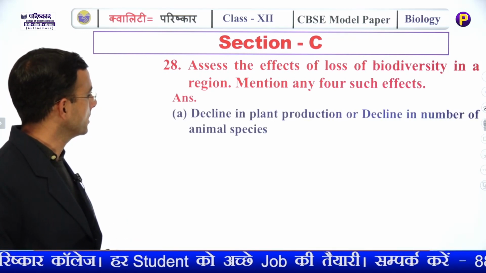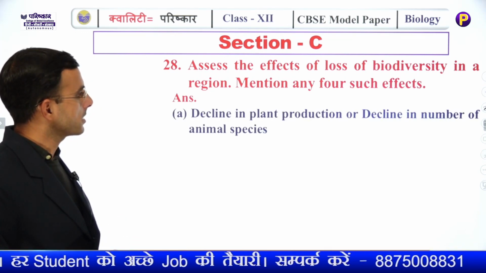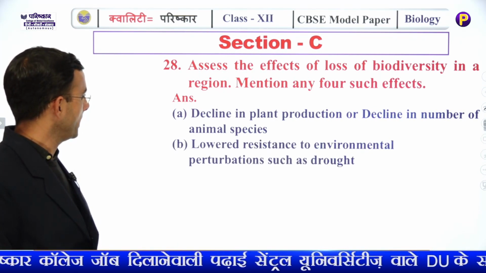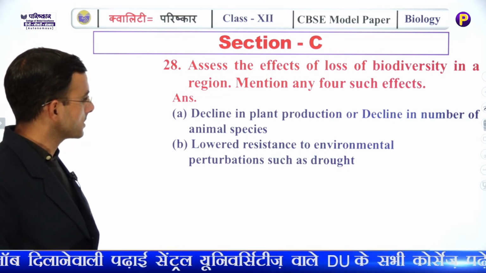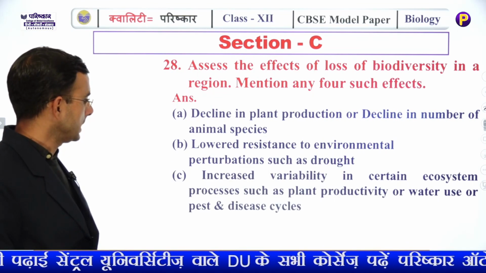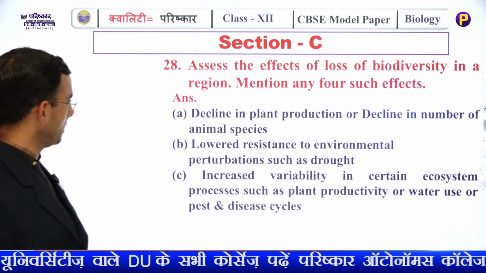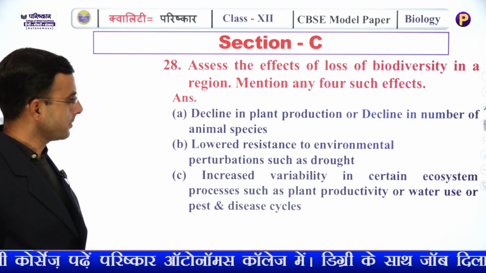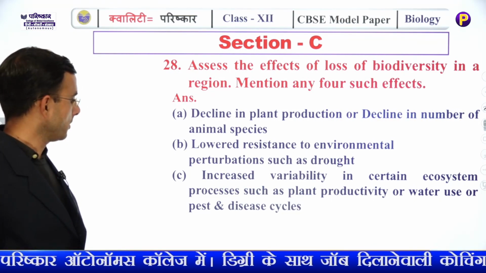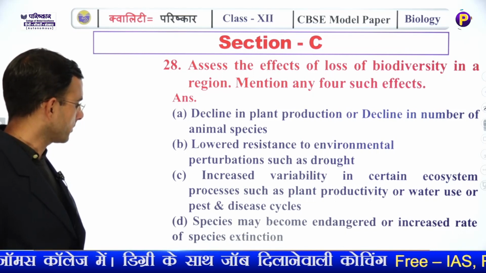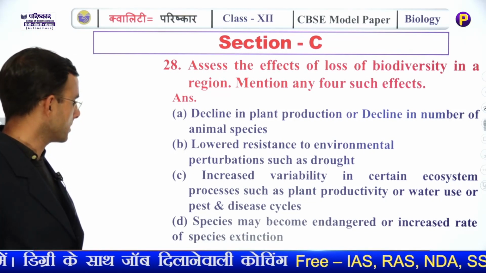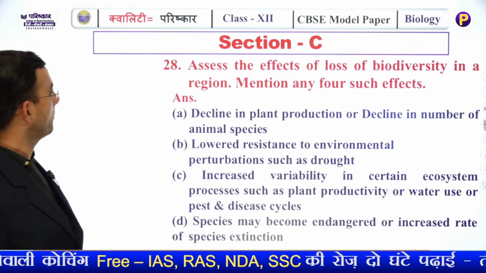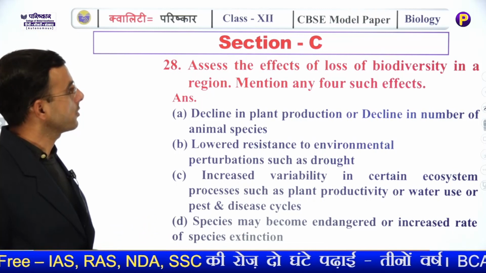So you have to write this one: decline in plant production or decline in number of animal species, lowered resistance to environmental perturbations such as drought, increased variability in certain ecosystem processes such as plant productivity or water use or pest or disease cycles. And the fourth one is species may become endangered, increased rate of species extinction. So they are the simple four effects of loss of biodiversity.